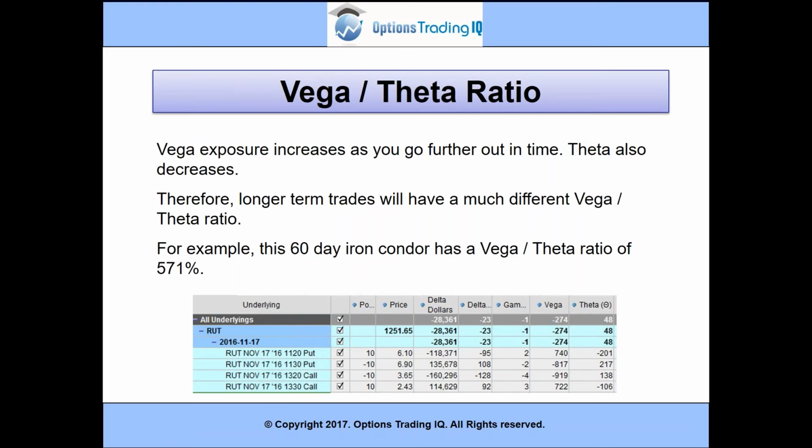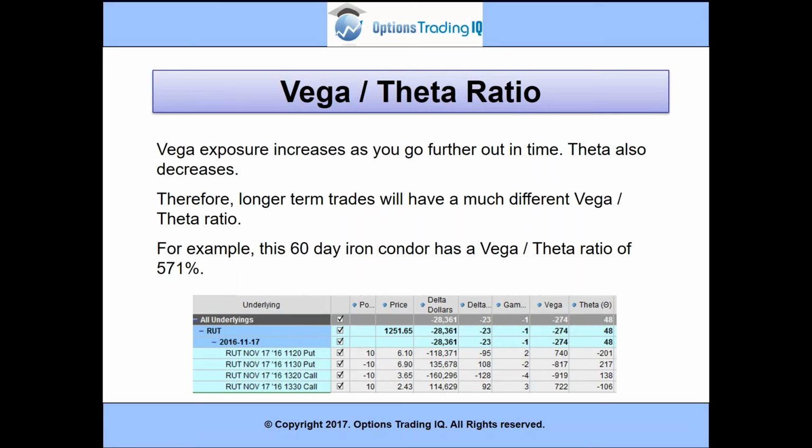So if you're a 60-day trader, you're going to have a different ratio for Vega Theta. You might have a rule of 600%. This trade is fine as it is. Delta Theta is also going to be different, because your Theta is much lower. In this example, Delta's -23. Our Delta dollar exposure is a little bit lower, but our ratio is higher because that Theta is much lower. So if you're trading 60-day condors, you might have to be a bit more lenient with your Delta Theta ratio. You're going to have to come up with different rules of thumb.